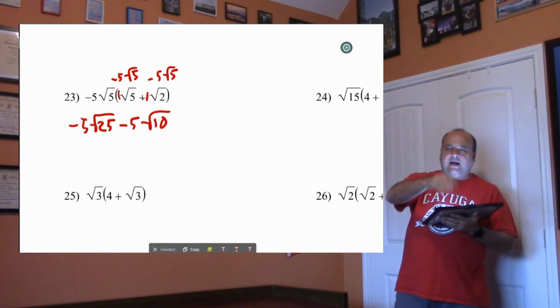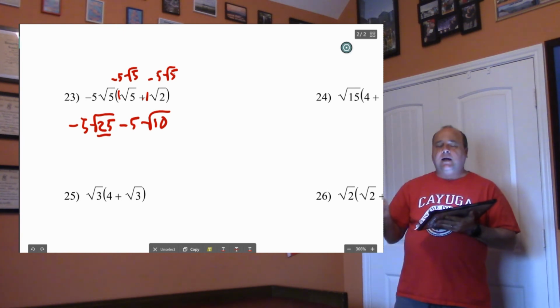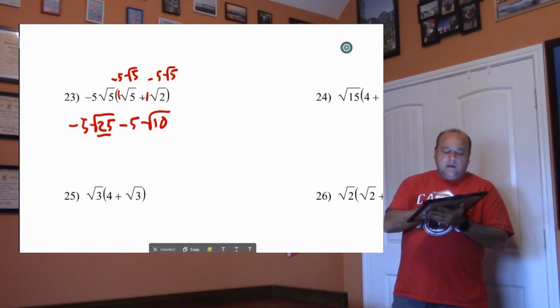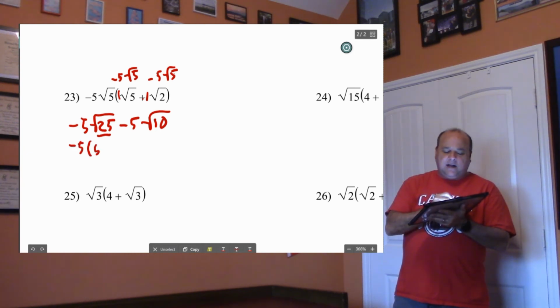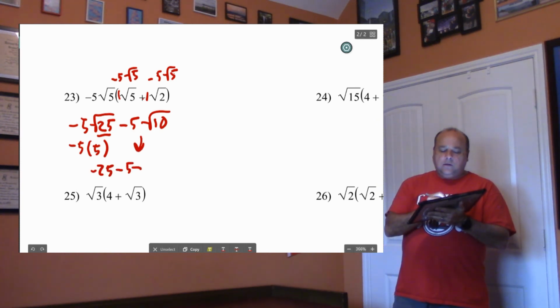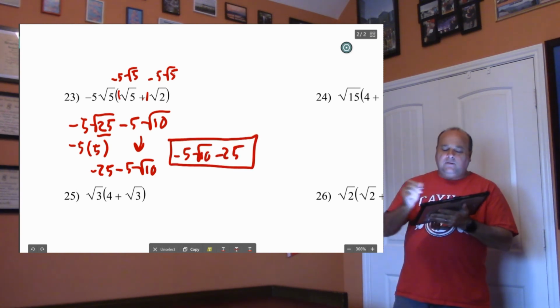Okay, so I multiply the outside numbers, I multiply the inside numbers. I can simplify this, can I? I did the square root of 5 times the square root of 5. That's just going to turn into 5, isn't it? So this is going to be negative 5 times 5. Negative 5 times negative 5 is a negative 25, and this drops. And technically, you should put the constant last. So this would be the answer.